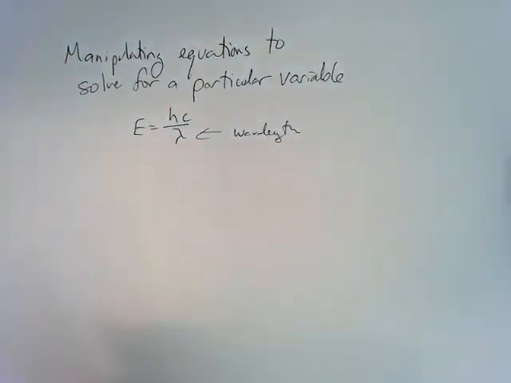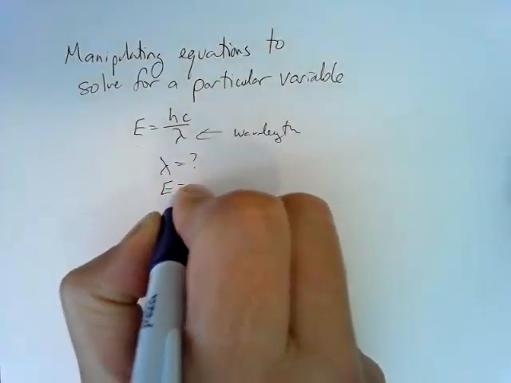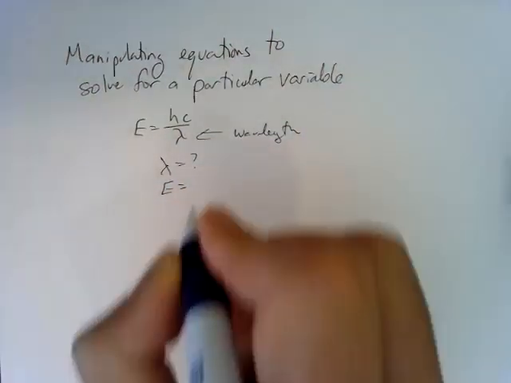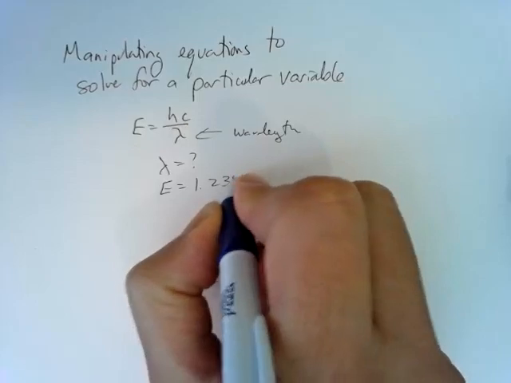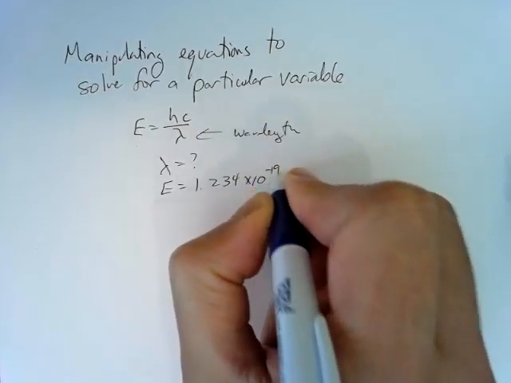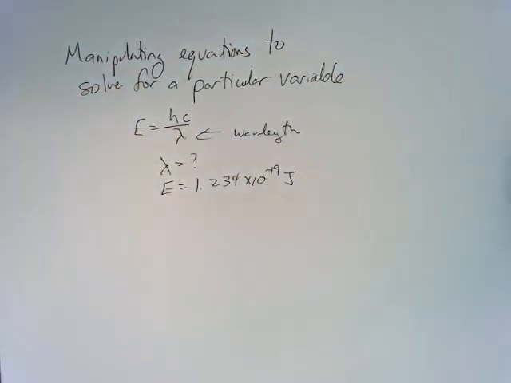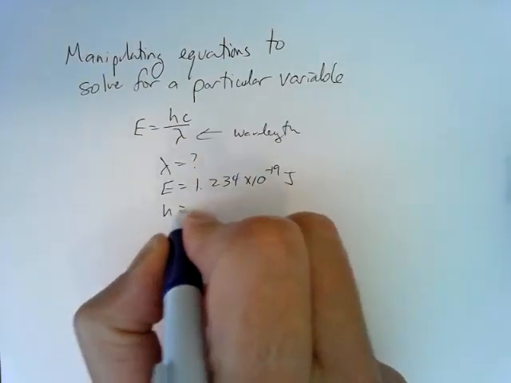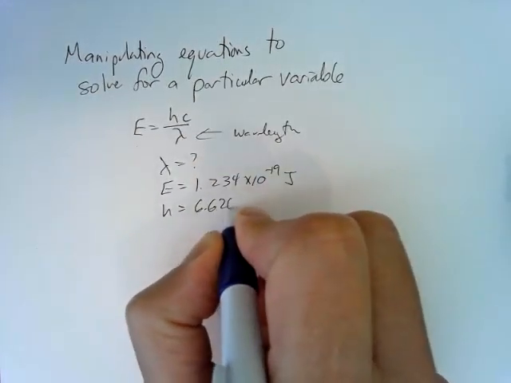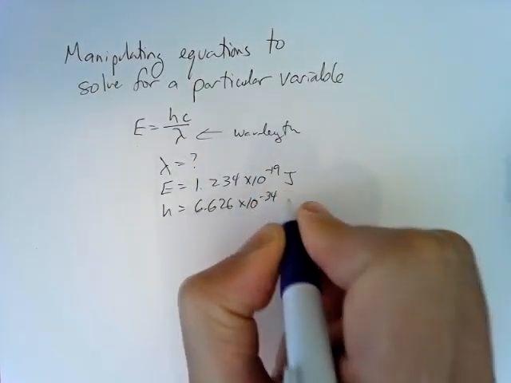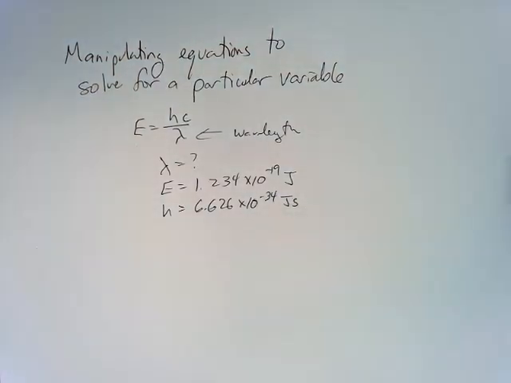So suppose we wanted to know lambda. That's the question. What is the wavelength associated with, in this case, a photon that has energy 1.234 times 10 to the minus 19 joules? So let's say that was given in the problem. Planck's constant is again 6.626 times 10 to the negative 34 joule seconds.